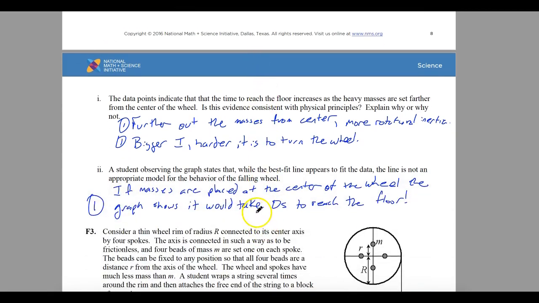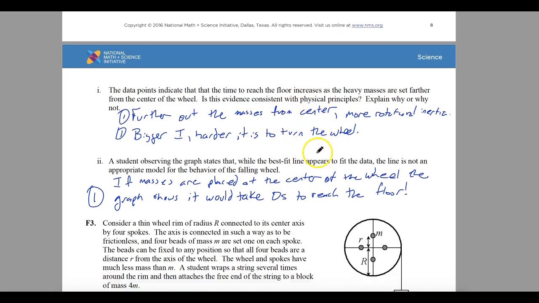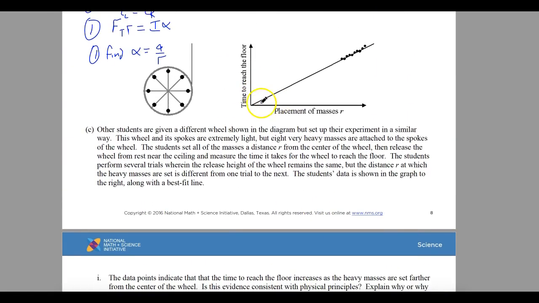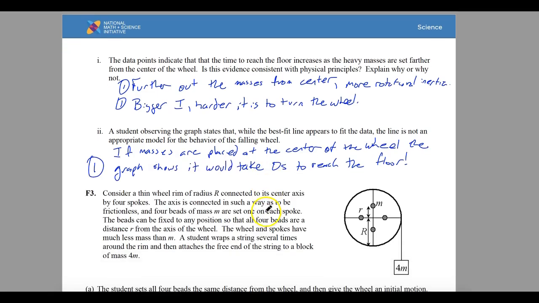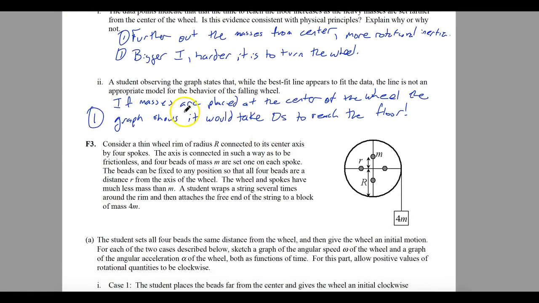A student looking at that graph says, if you use that best fit line, the line is not a very good model for the behavior of the falling wheel, because if you placed the masses at the center of the wheel, right here, notice it would take no time for it to fall, and that's not correct. So it's an approximate way of looking at it, but it's not perfect because of this. And that is the end of F2.